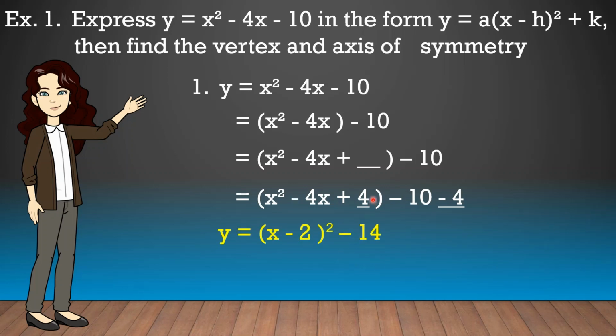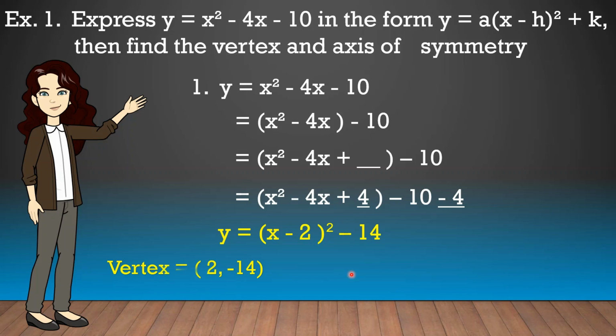After that, write the perfect square trinomial as a square of binomial. So the square of binomial is y is equal to the quantity x minus 2 squared minus 14, because negative 10 minus 4 is equal to negative 14. So the final answer of our vertex form is y is equal to the quantity x minus 2 squared minus 14.